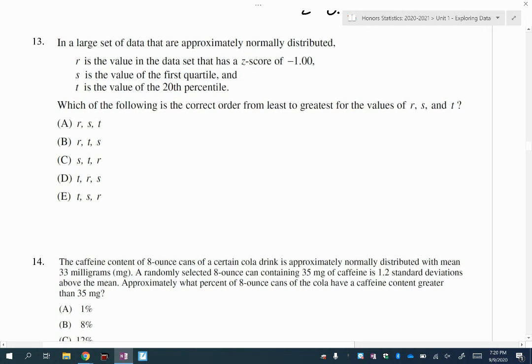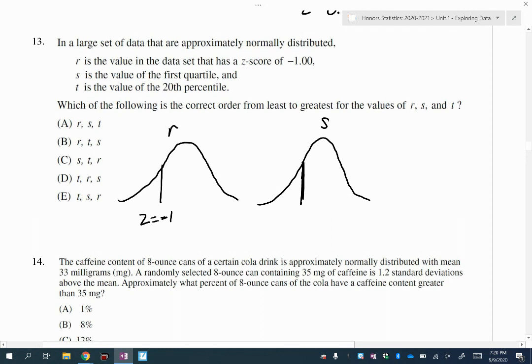In a large set of data that are approximately normally distributed, all right, so again, another normal model, we have R has a z-score of -1. So draw my curve. There's the z-score is -1. Excellent. Then I have S is the value of the first quartile. Now, you might not remember this from our work in chapters 4 and 5, but the first quartile, if I were to draw that line, has 25% of the data below it and 75% of the data above it. And I don't know that z-score.